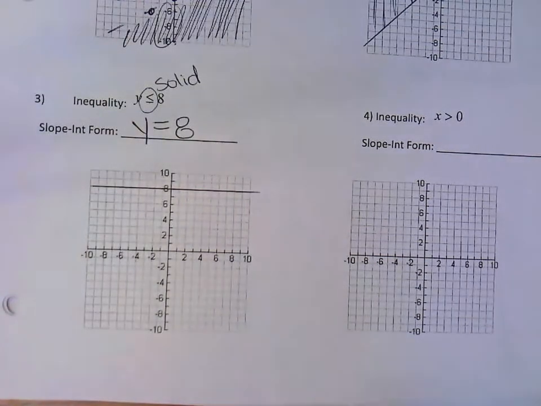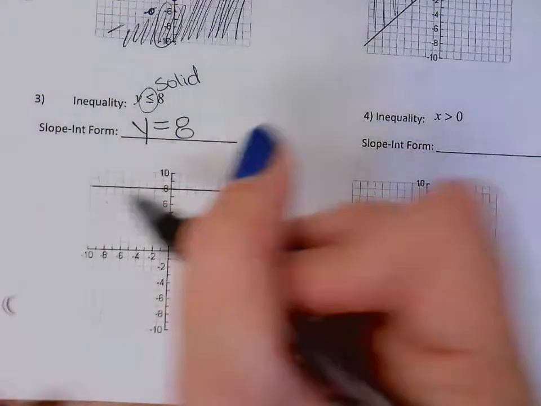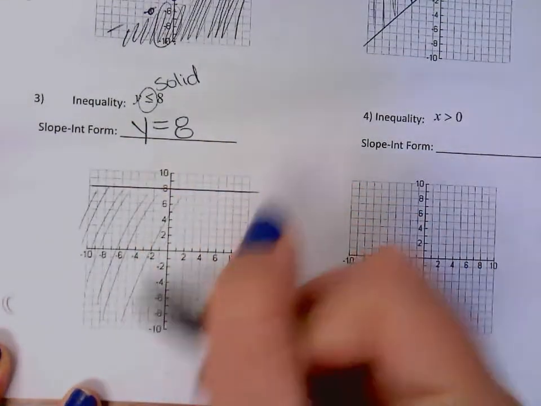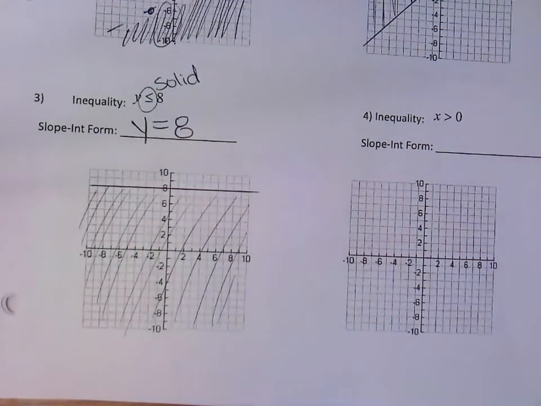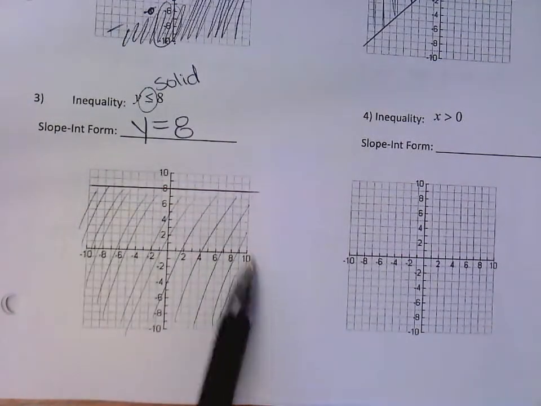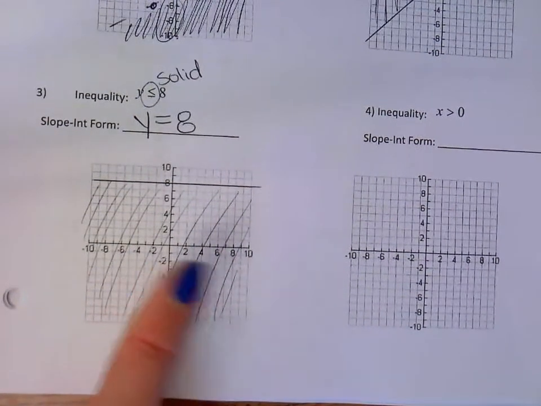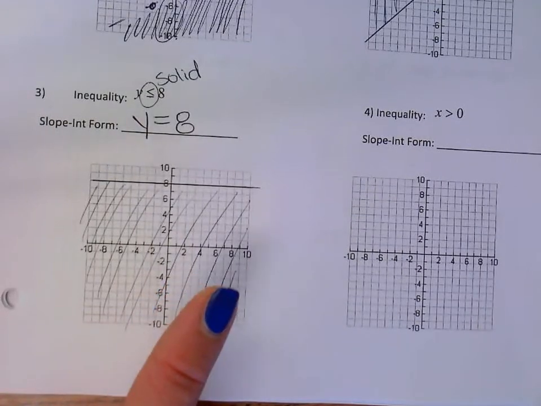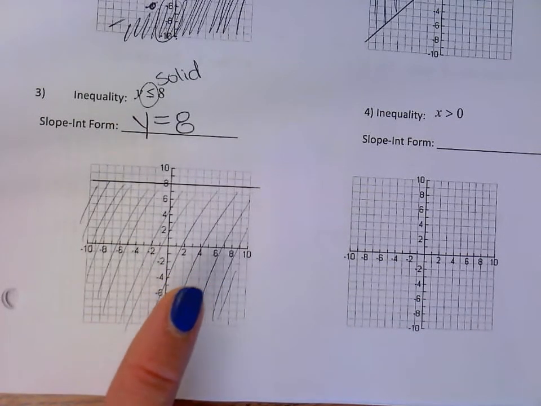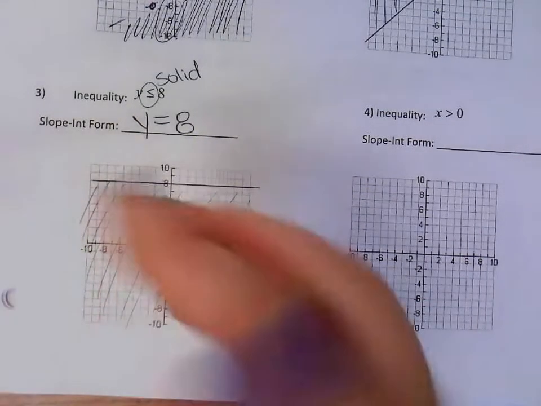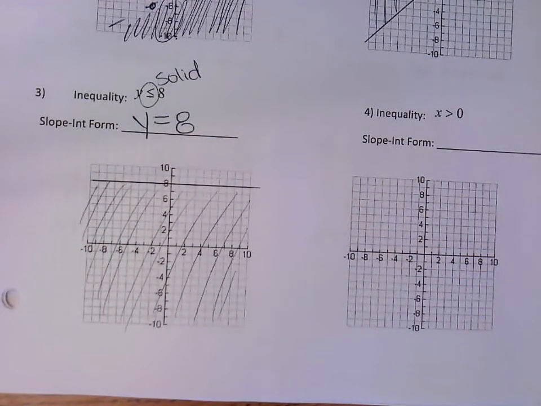Where would I want to shade? Where are the y values less than 8? Below that line. So there's a lot of solution region, right? Anywhere below 8 is part of my solution region for this inequality. We're going to see that one with that Freiburg Fair thing. The number of food items had to be less than or equal to 6. So that would be a horizontal line shaded below the 6.